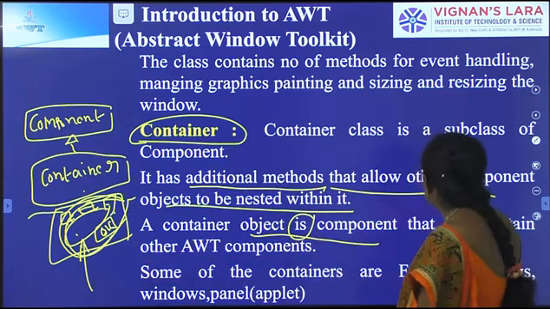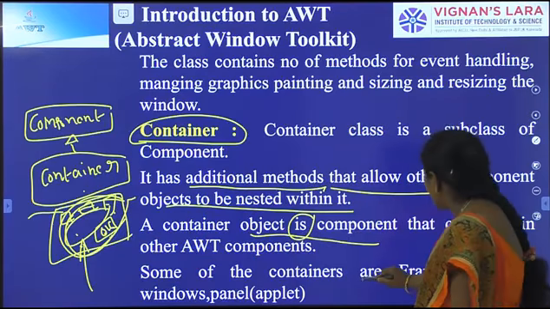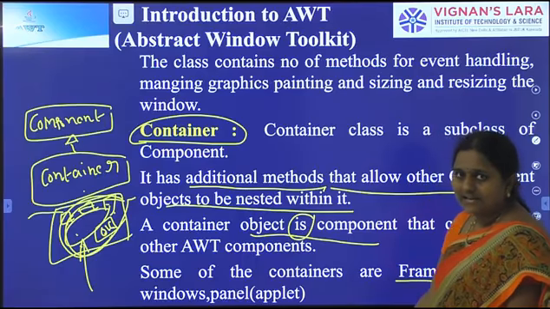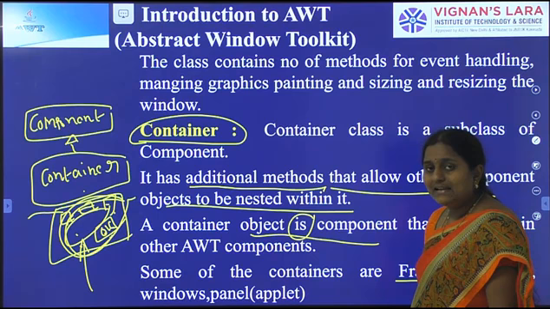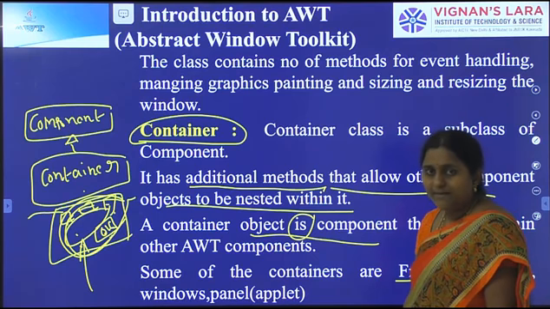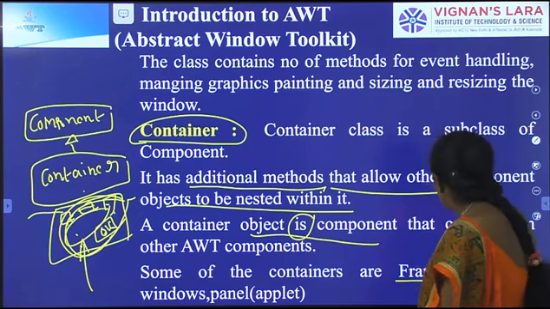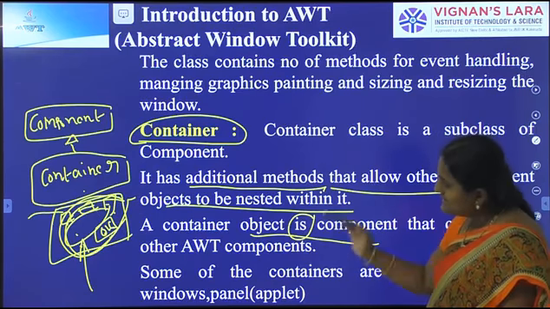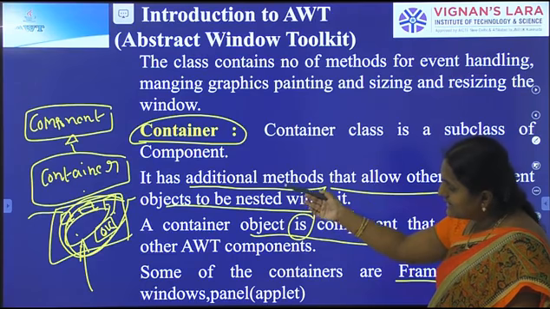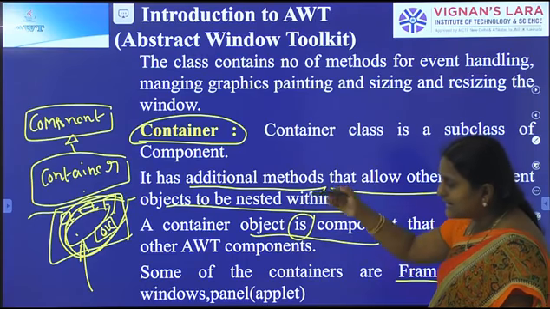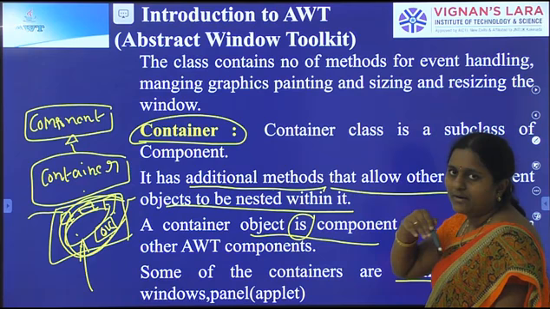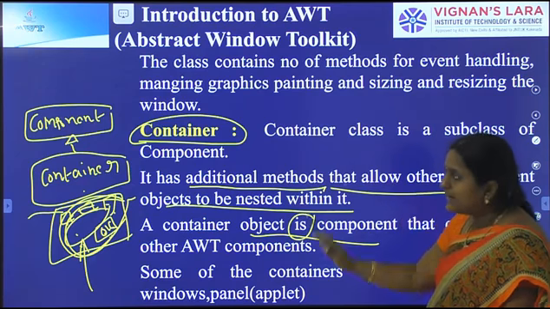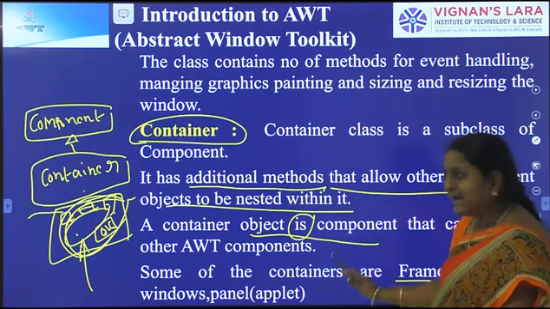Some of the containers are frames, dialogs, windows, panels. These all are the containers. Again, container has two subclasses, panel and window. Panel and window, these two are subclasses of the container class. So they are derived from the container class. Panel and window, directly or indirectly, have component as the root class. So these all are derived from the component class. Finally, component class is the topmost class in the AWT hierarchy.